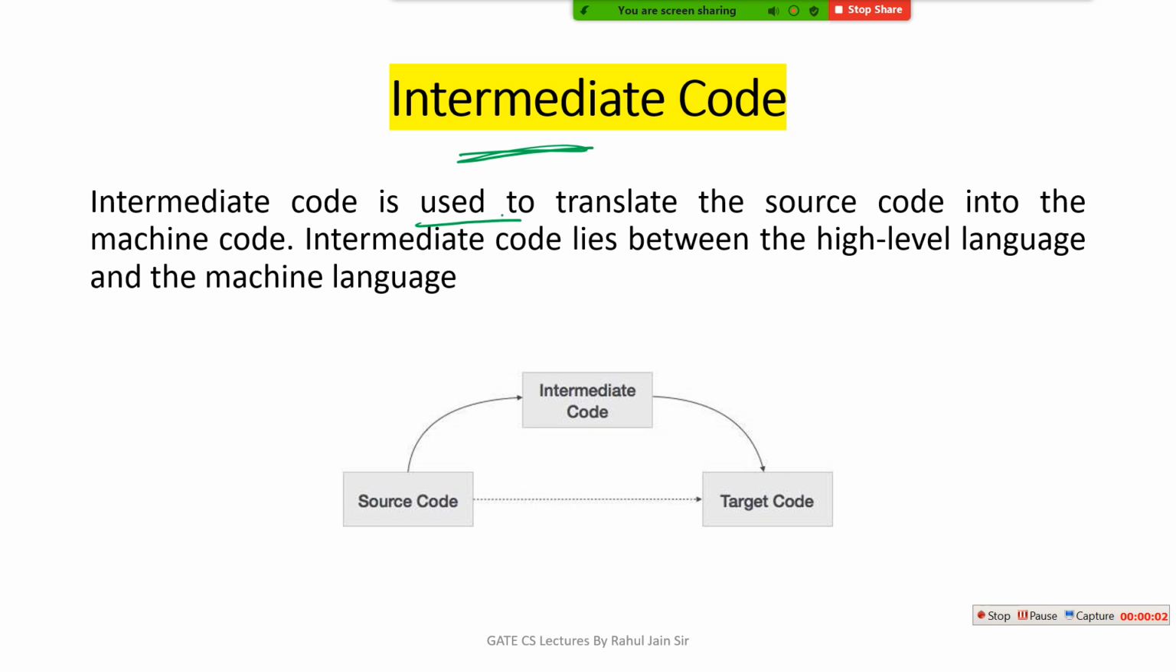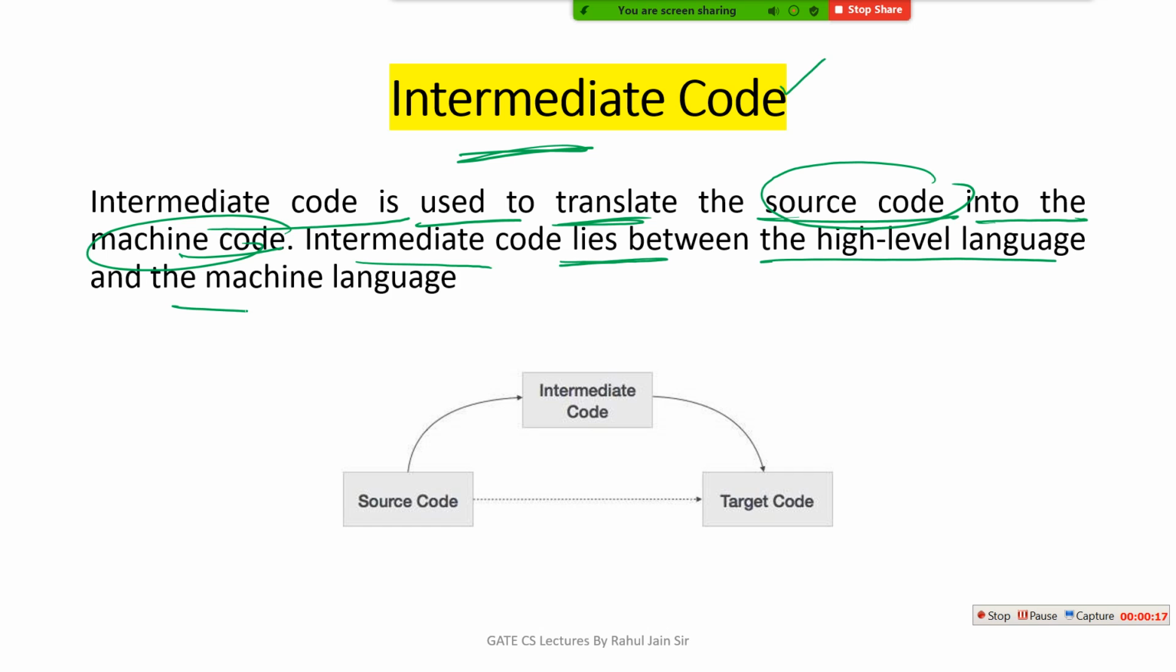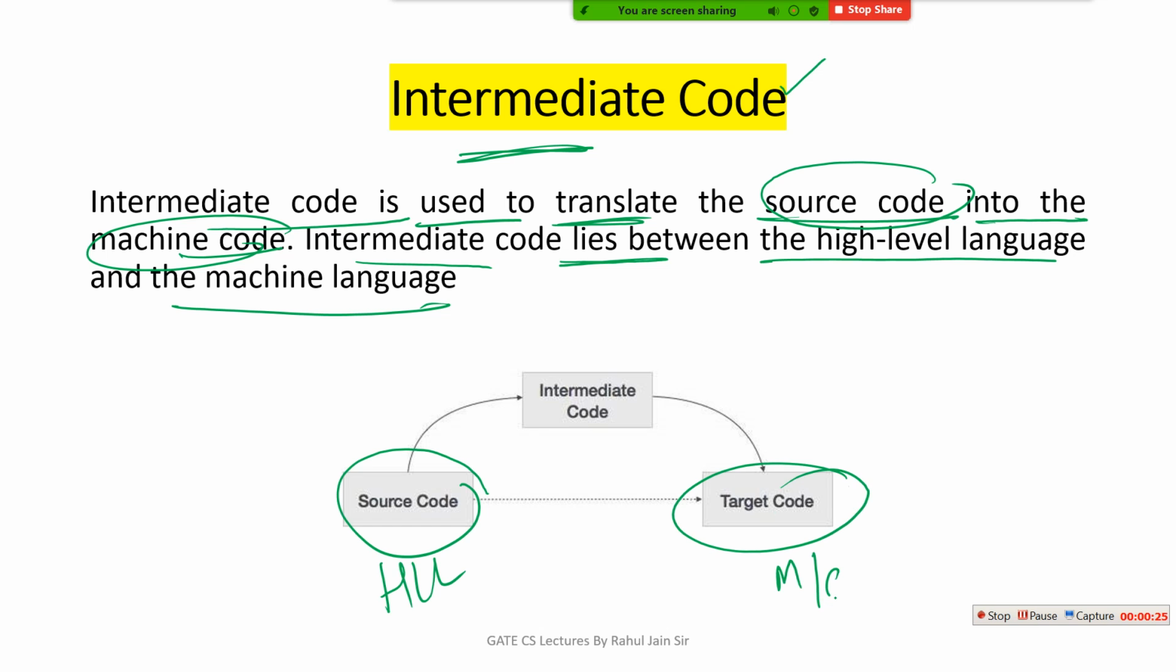Intermediate code is used to translate the source code into the machine code. So to translate the source code into the machine code, we use intermediate code, and intermediate code lies between the high level language and the machine language. Suppose this is the source code, which is nothing but the high level language, and this is the target code, meaning the machine language code. So intermediate code exists between the high level language and the machine code, right?